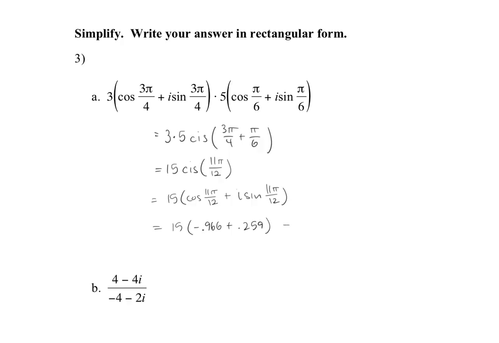Then we multiply those both by 15. And for the cosine, that negative 0.966 times 15, that's roughly negative 14.489. And for sine, that's 0.3882, or rather 3.882.